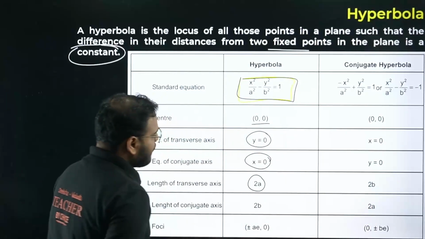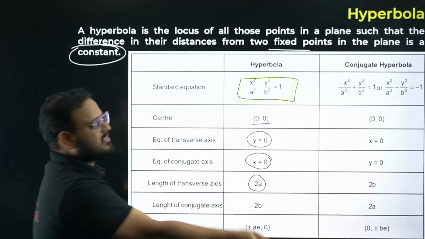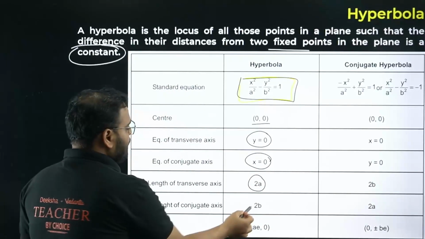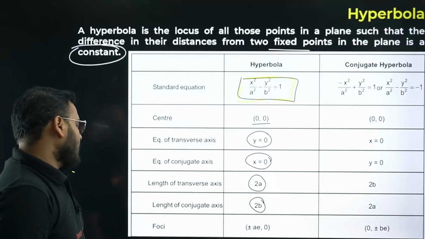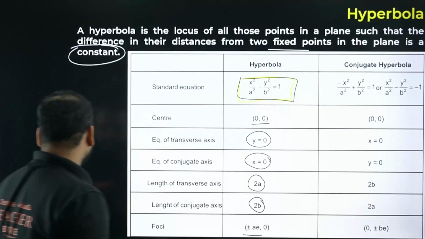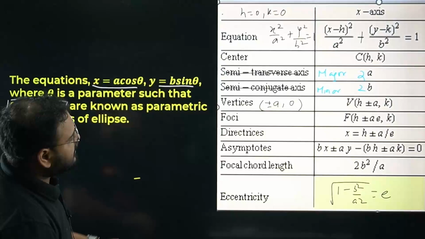For conjugate it will be 2b. Okay. So let's look at this hyperbola, it will be the same, no? Just reverse everything. It will become 2b in this case for the conjugate axis. The foci will be (a, 0).